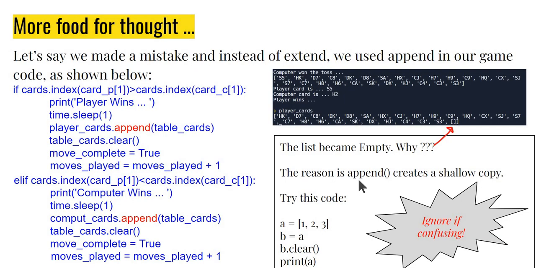This could be a little bit confusing, but really what's going on is that append creates what is called a shallow copy. Now, it's extremely important to understand this when you're dealing with lists, especially copying lists and so on and so forth, but this could be a little bit confusing.